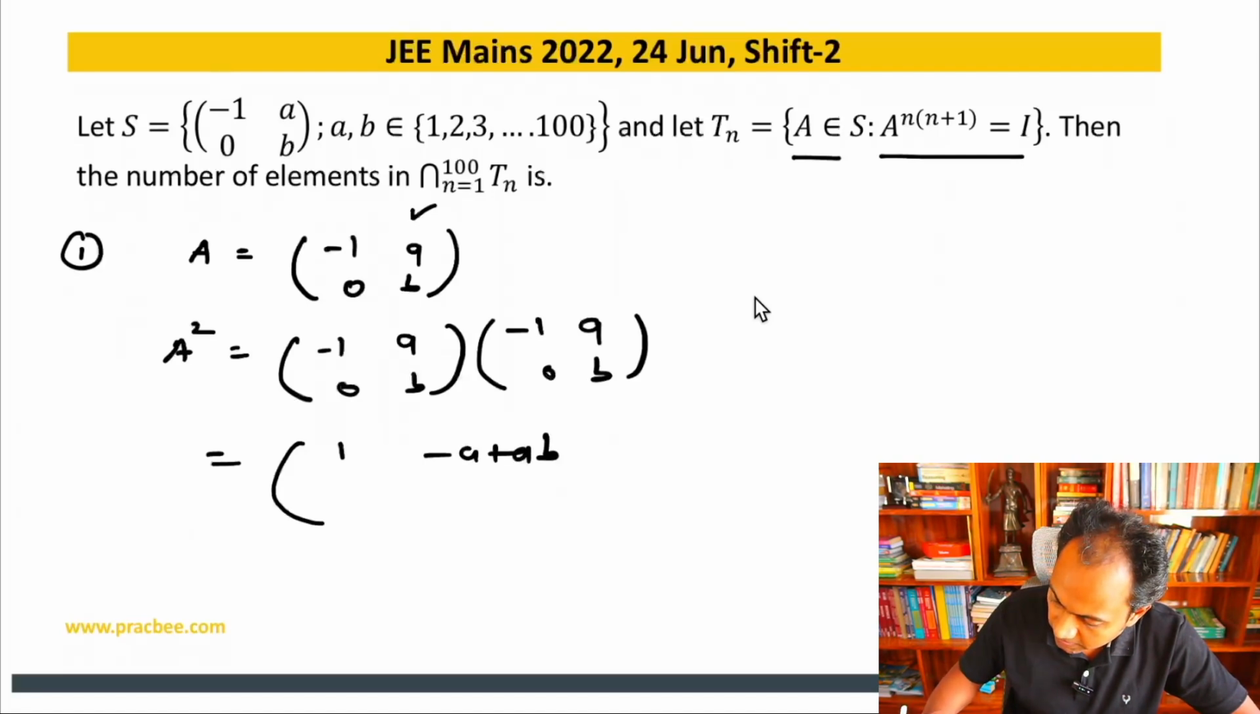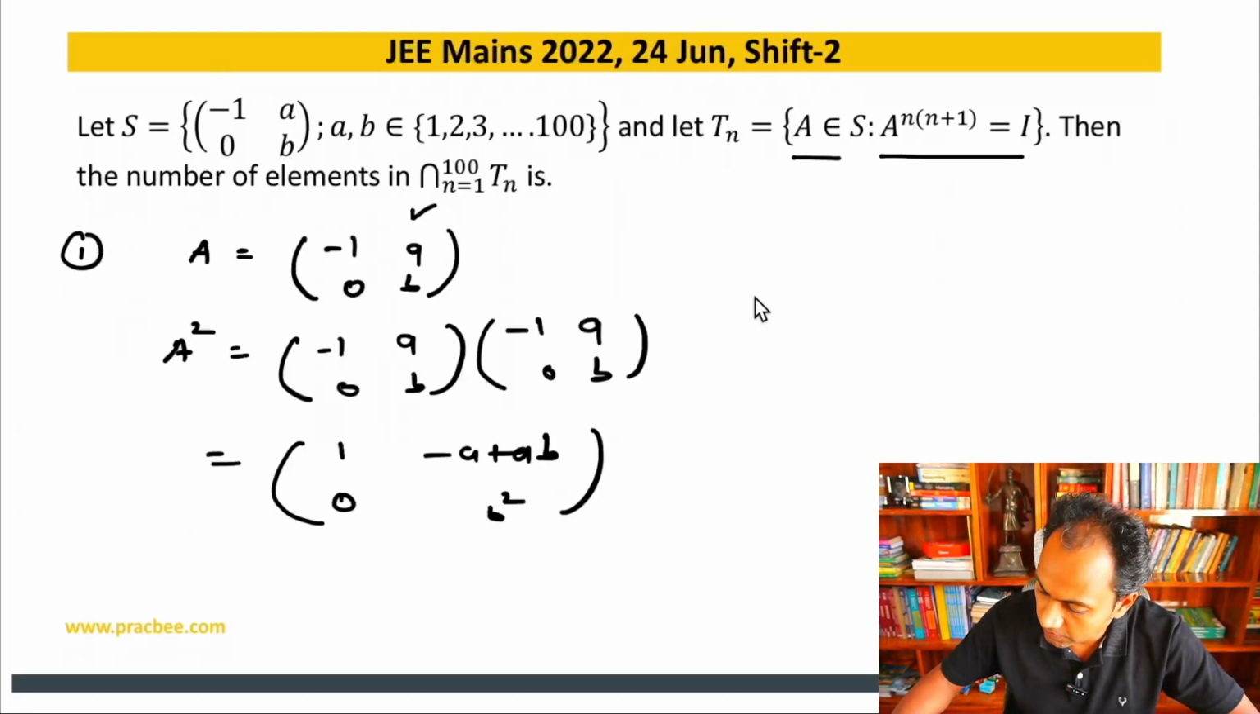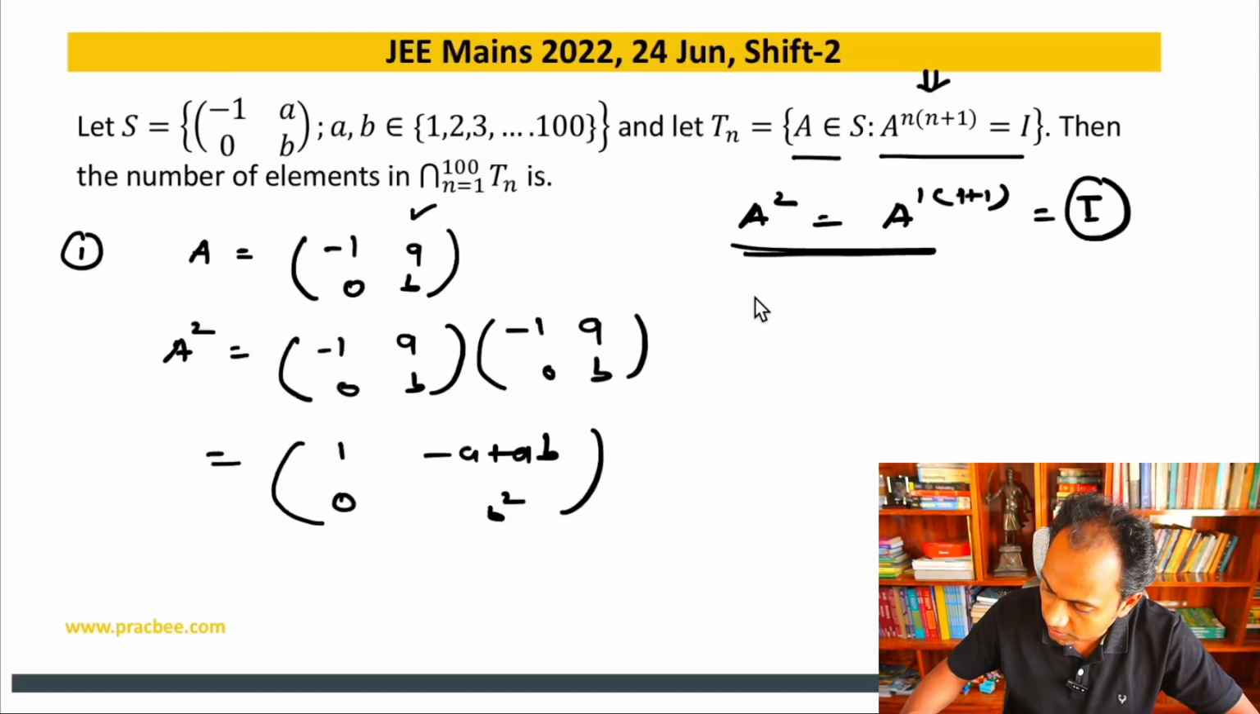The next part will become nothing but 0, and the next element will become nothing but b square. So now if I look into this matrix, when we are writing a square, this can be written as nothing but a raised to the power 1 plus 1 plus 1. So you can see that this is of the form a raised to the power n into n plus 1. This should be equal to I. So this matrix should also be equal to I.